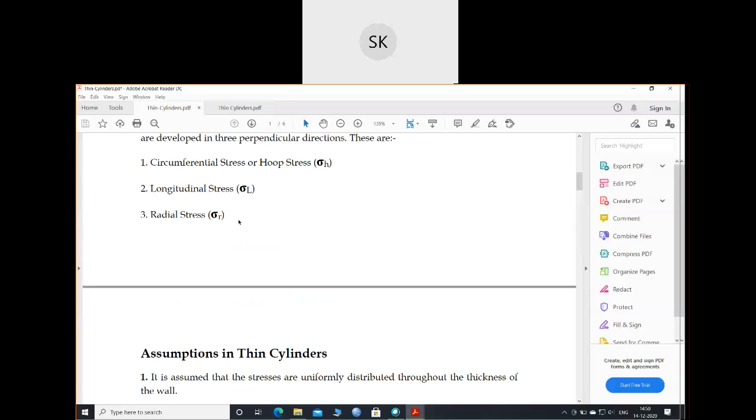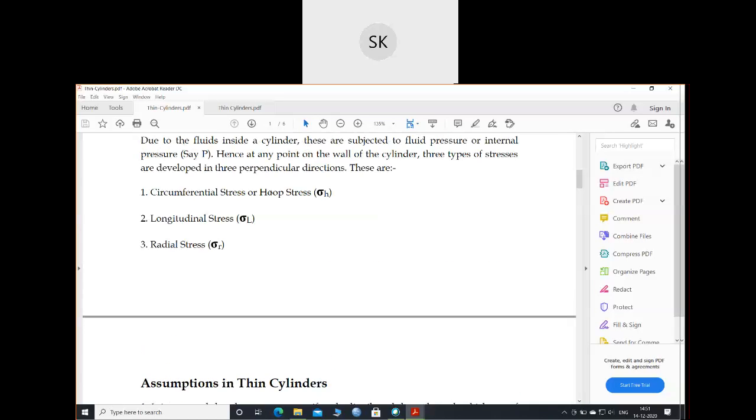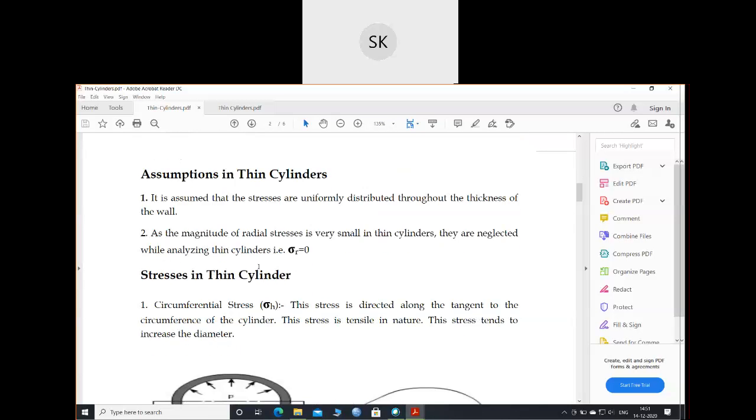Okay, it will have very little value. So that's why we neglect this stress, and we are only interested in finding the hoop stress and longitudinal stress. In general, in cylinders where you have liquids, you will experience these three stresses. But in a thin cylinder, the radial stresses are very small. That's why we consider only these two stresses. Okay, this is one more important point.